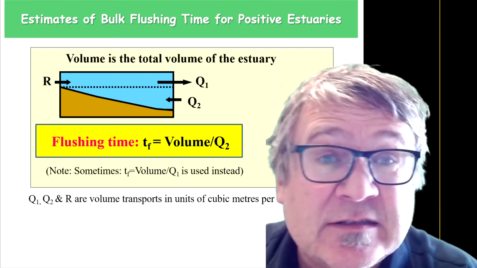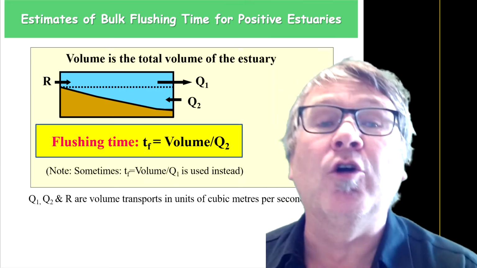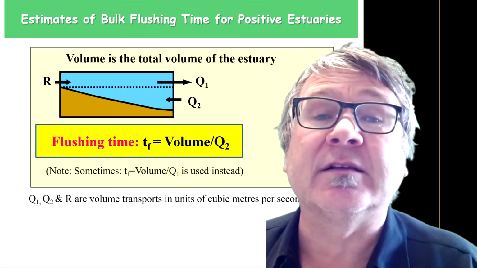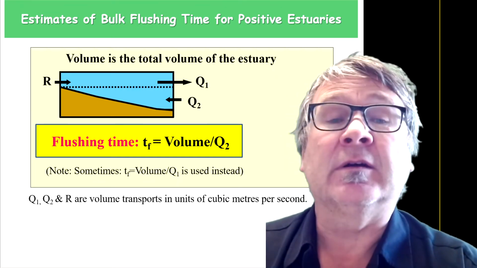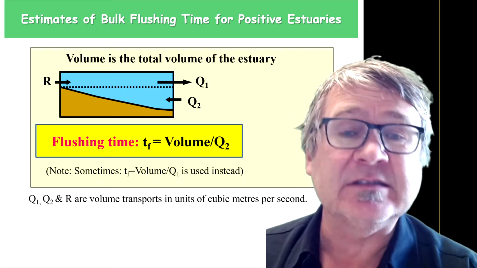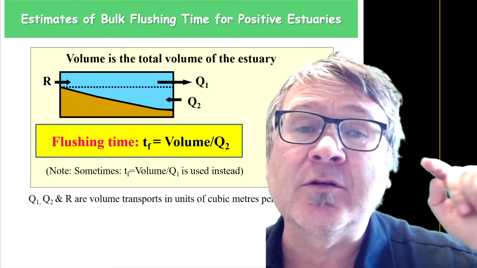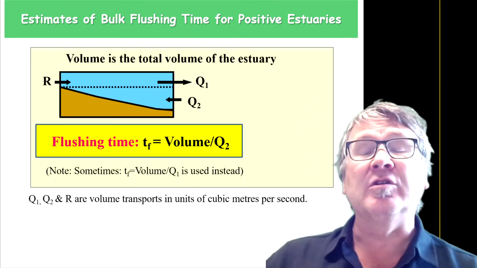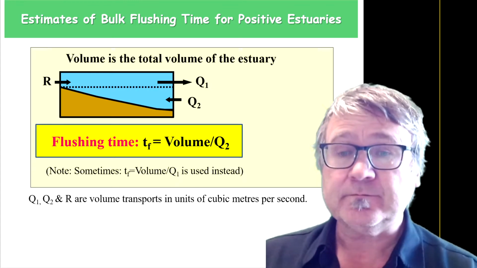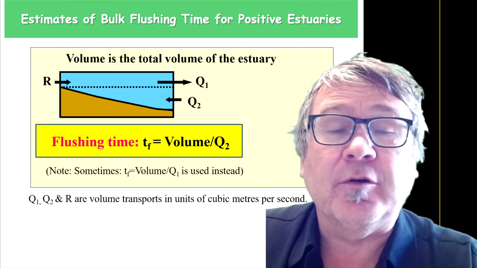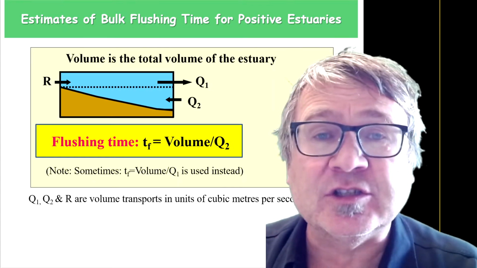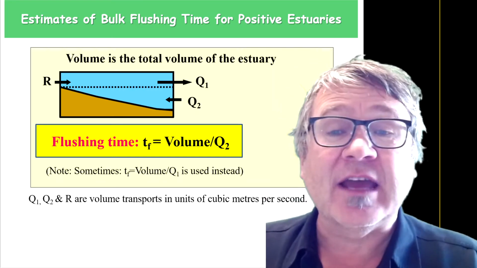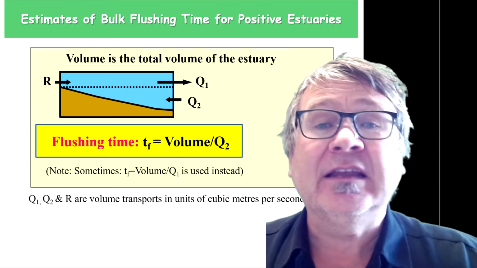Okay, but a positive estuary essentially has three openings, unlike a bottle which has one opening. There's one connection to the river, and this is what we call R in these sketches. Then there's an outflow to the ambient coastal ocean we call Q1, and there's an inflow of seawater from the ambient ocean that we call Q2. And these are volume transports: how many cubic meters of water per second are injected into your estuary or leaving the estuary?